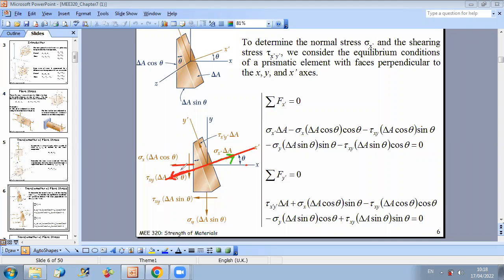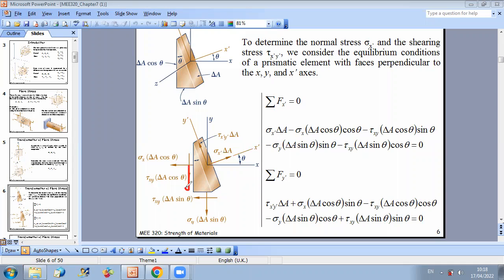And since the angle between the two is theta, I should do sigma x delta A cosine theta times cosine theta. So this is the projection of this force on x prime. Now I move to the second force in this plane, the shear force. For the shear force, as you can see, it also has a negative projection.